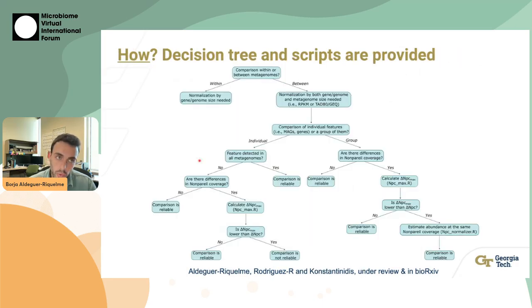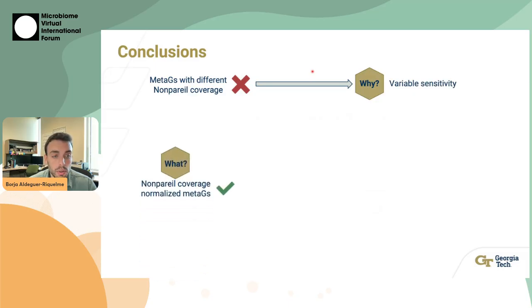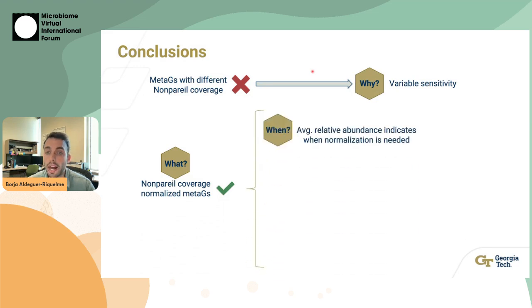Finally, as for the fourth question, what is the best approach to normalize our data? We have provided a decision tree depending on your aim, and we have also provided some scripts to facilitate the normalization step. So regarding conclusions, I would like to say that, as I was saying, metagenomes with different non-parallel coverage should not be compared due to the different sensitivity. Instead, we should compare metagenomes with an even coverage, especially if we are analyzing features with a very low relative abundance.